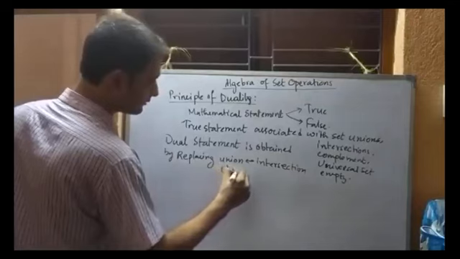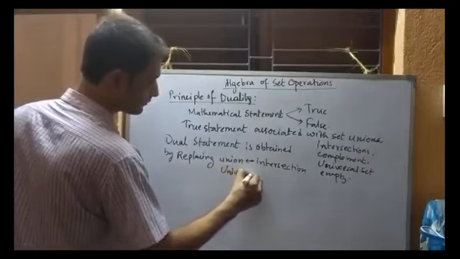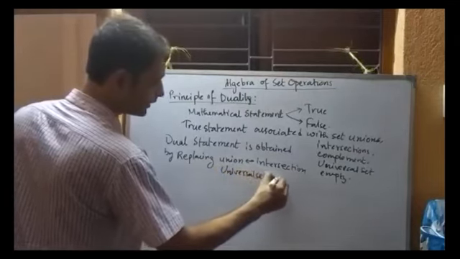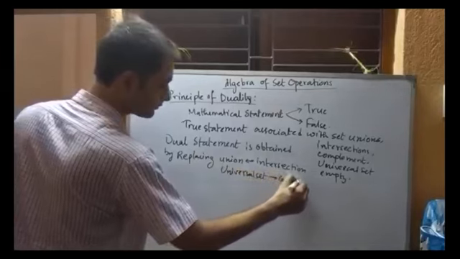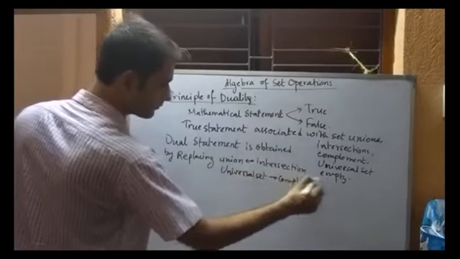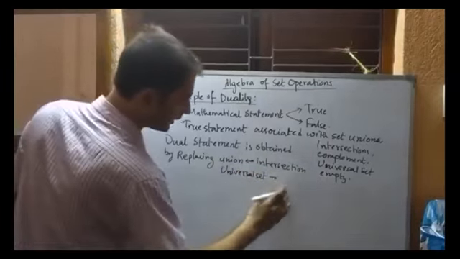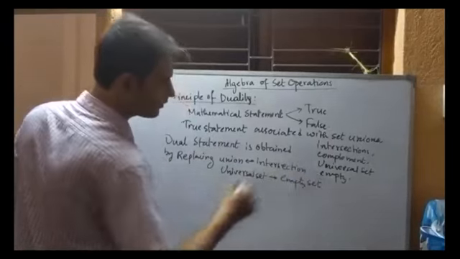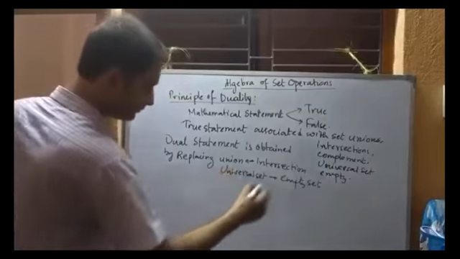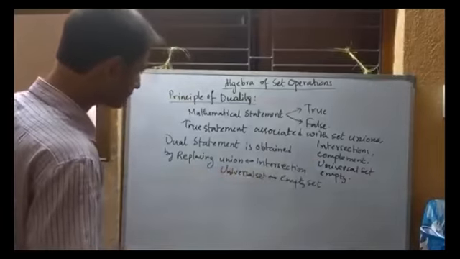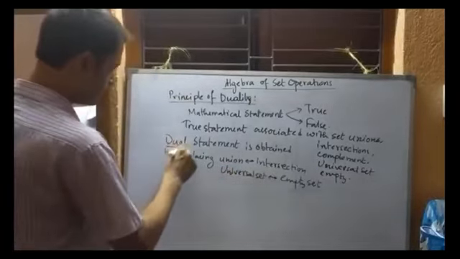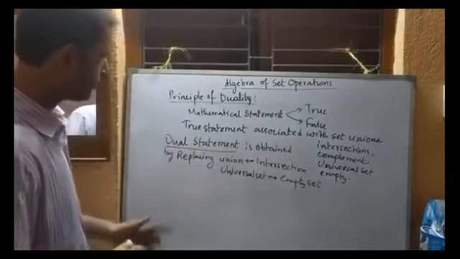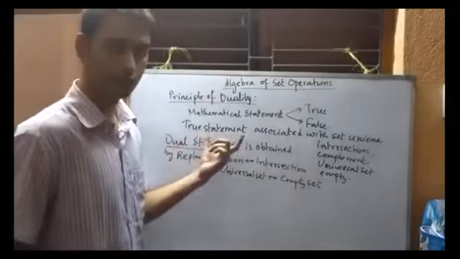Universal set by complement. Sorry, universal set by empty set, and vice versa. Then these are the dual statements for the previous two statements.